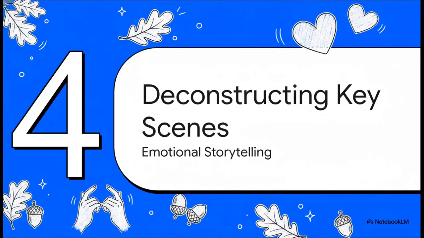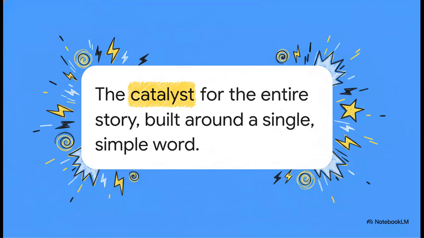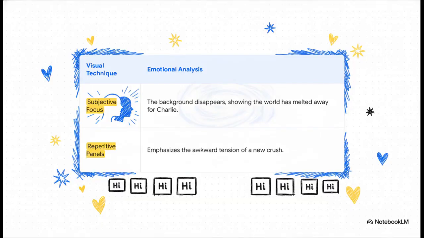All right, now for the really fun part. We're going to put our new skills to the test and break down 4 of the most important scenes in the story to see how they pack such a huge emotional punch. And where else could we start but the very beginning? The moment that kicks everything off. That first simple hi. So much is going on here visually. First, notice the subjective focus. The background just completely disappears. For Charlie, in that moment, the rest of the world has melted away. There's only Nick. And repeating the hi in separate panels, it perfectly captures that awkward, heart-thumping tension of meeting someone new.